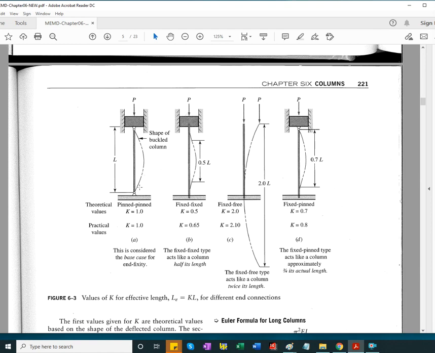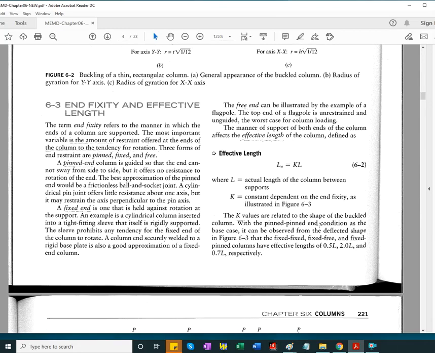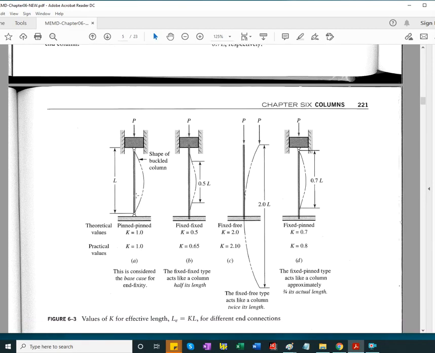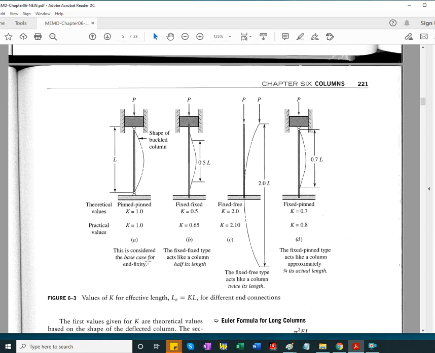And then we have a combination of the first two, where I have a pin and an encastrated end, and the value would be in between the two as expected. Theoretical value K 0.7, practical 0.8. Okay, so with these end fixity coefficients, we can define what is called an equivalent length. So equivalent length will be 1 in this case, which is the base case for end fixity. Here is like having a column that is half its length. Here would be like being twice the length and having pin ends.